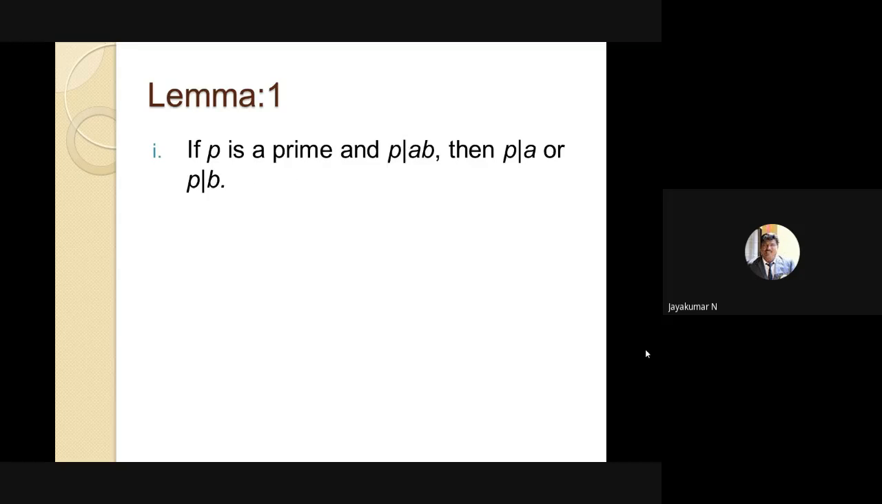The first lemma says that if P is a prime number and P divides the product of integers A and B, where A and B are any integers, then definitely either P divides A or P divides B. That means if a prime divides a product of two integers, the prime definitely divides one of the integers.